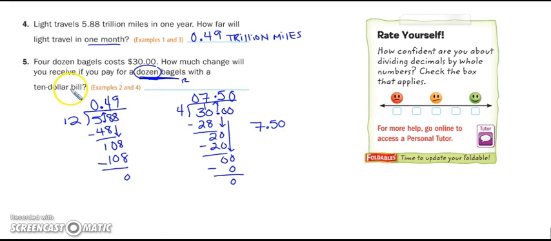However, we need to know how much change we would have. So we need to subtract now my $7.50 from 10. Make sure you line up those decimals. 0 minus 0 is 0. 10 minus 5 is 5. And 9 minus 7 is 2. So my change is $2.50.